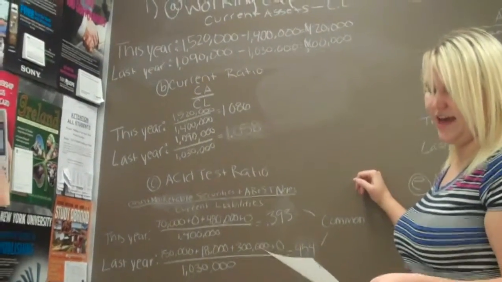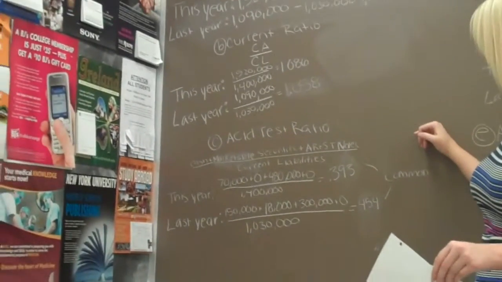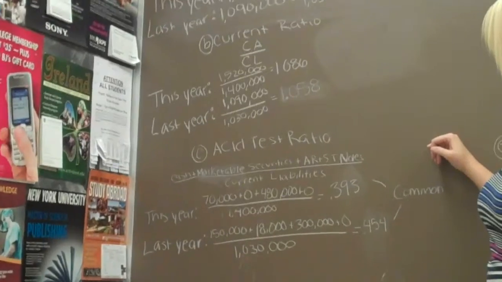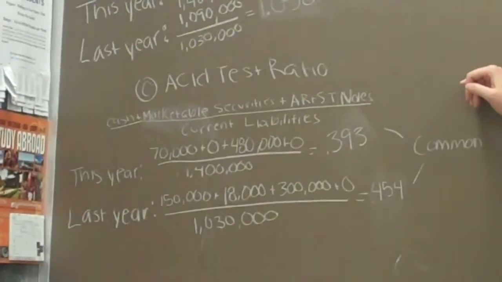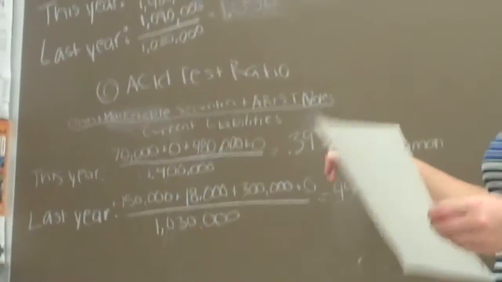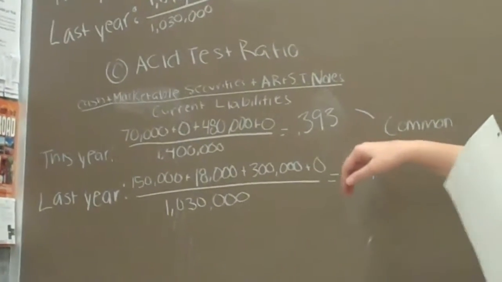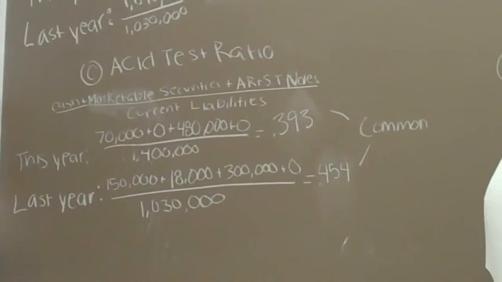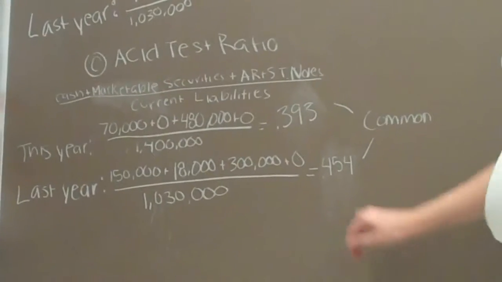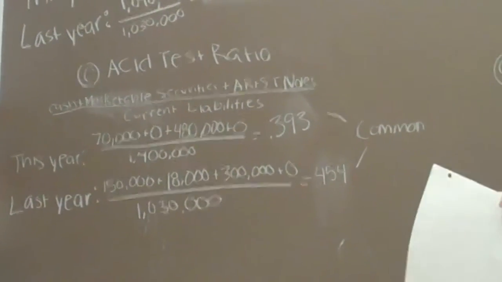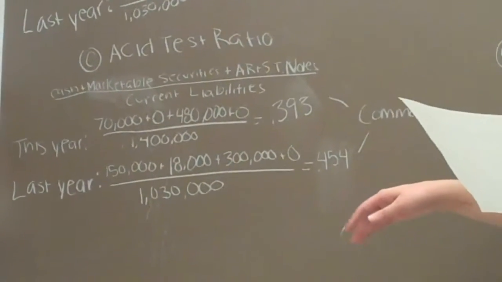Now on to C, which is the acid test ratio. It's cash plus marketable securities plus short notes receivable and accounts receivable divided by current liabilities. For this year, the number that I got was 0.393, and last year was 0.454. Those are both common numbers.